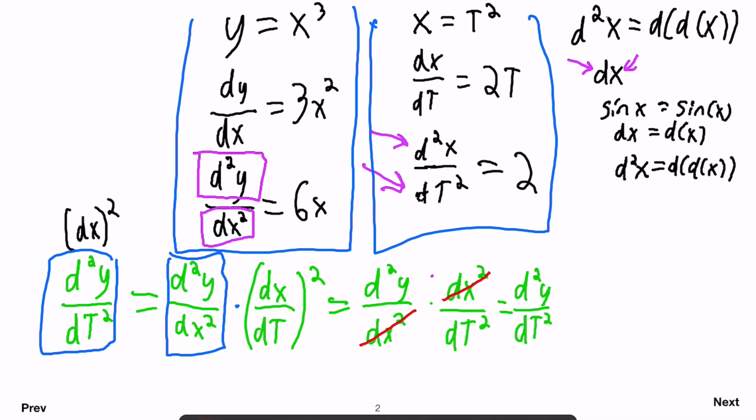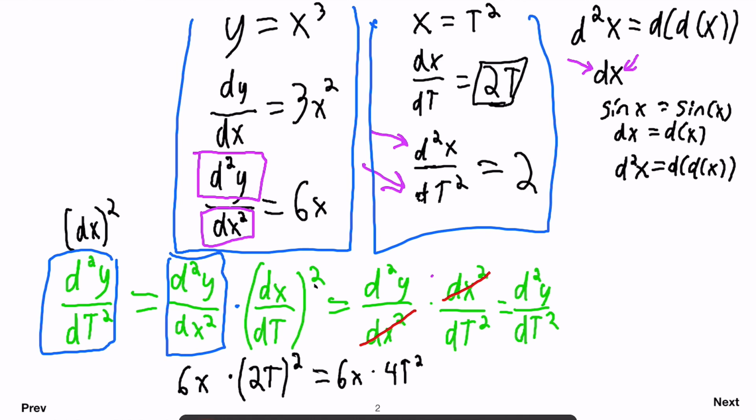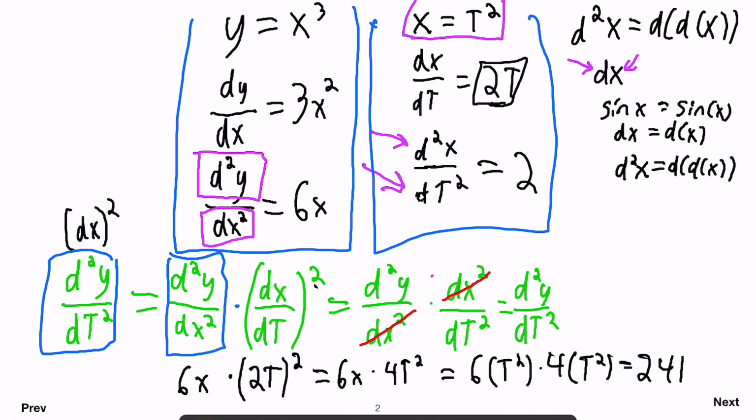Right? That sounds great, it looks great, but what happens when we actually do it? Well, d squared y over dx squared is 6x, and dx over dt is 2t, and we're squaring this to match that. That's going to equal 6x times 4t squared. And since x is equal to t squared, as we can see up here, this is equal to 6 times t squared times 4 times t squared, which is equal to 24t to the fourth.